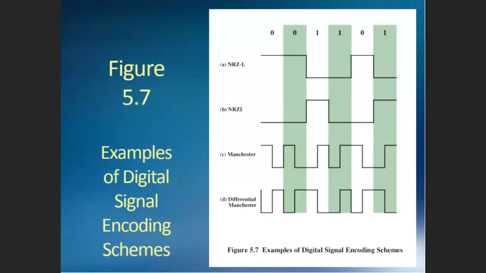The NRZ inverter: whenever there is a 1, it will toggle. If it's low, it will go high. If it's high, it will go low. It's called inverter, toggling. It's like a push button switch.